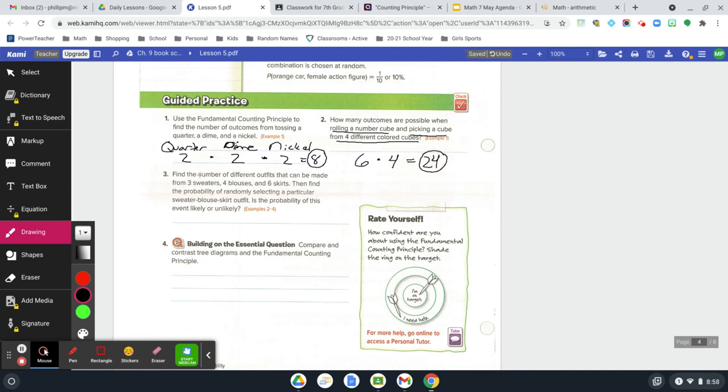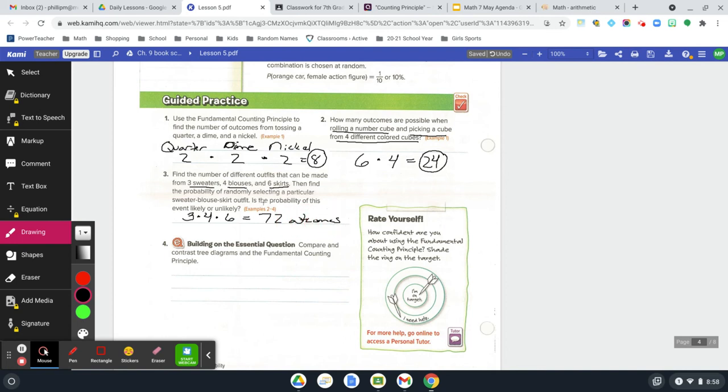Let's do number 3. Find the number of different outfits that can be made from 3 sweaters, 4 blouses, and 6 skirts. Then find the probability of randomly selecting a particular sweater, blouse, skirt outfit. And is the probability of this event likely or unlikely? So let's do counting principle. Let's take the 3 sweaters times the 4 blouses times the 6 skirts. So let's multiply these together. 3 times 4 is 12. 12 times 6, you would have 72 possible outcomes here.